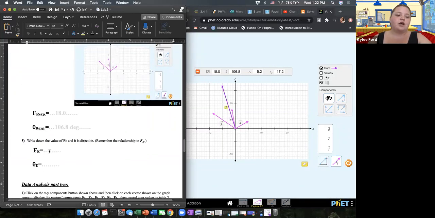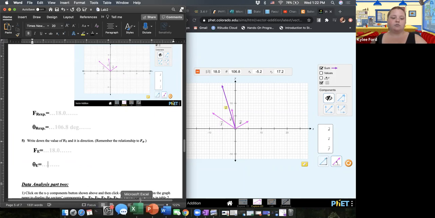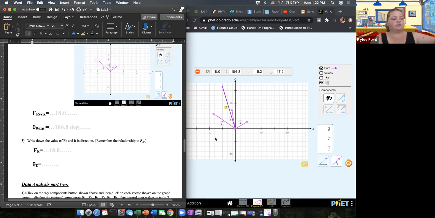Okay, so then I'm just going to state that it's going to be the same magnitude and the complete opposite direction. So 106 minus 180 is what? Let's see. So 106.8 minus 180 degrees.